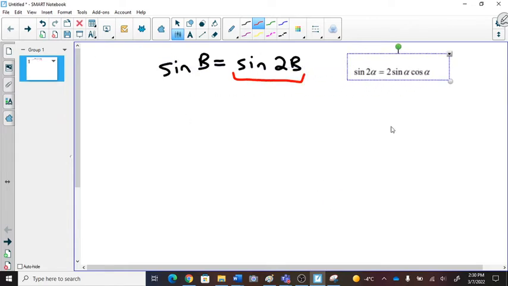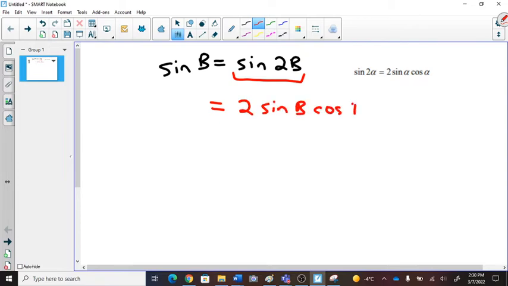Okay, so did you find that one from your formula sheet? Yeah. Okay, so I'm going to replace this with 2 sine b cos b. It's just that my variable is a b, not an a, because that's what I was given. So the first step is you are trying to replace something we haven't seen before on your formula sheet. Now this is algebra.